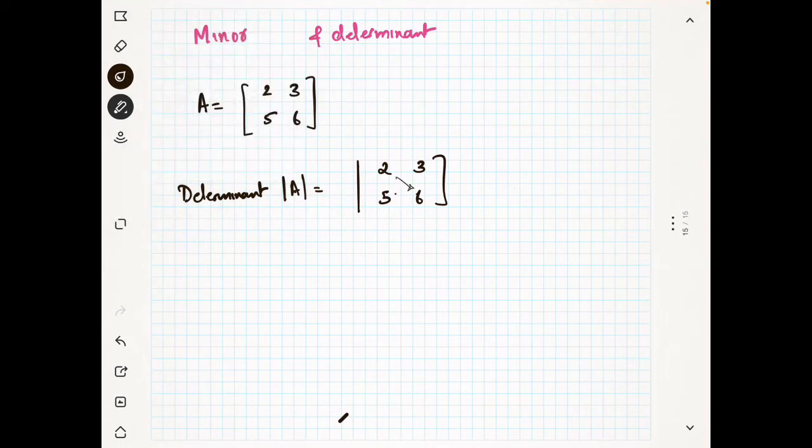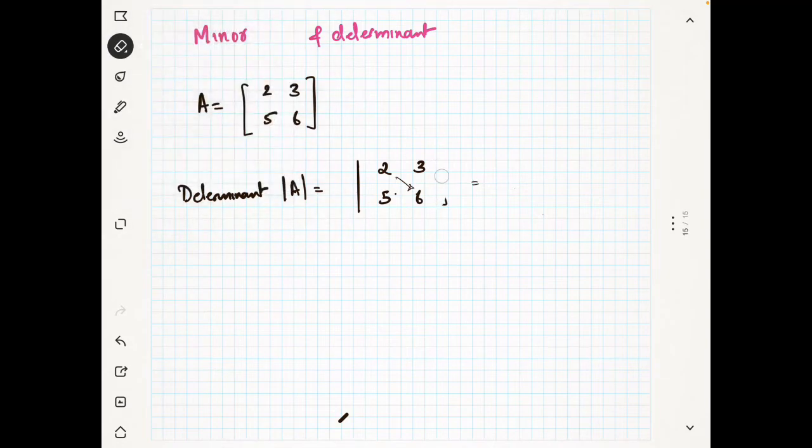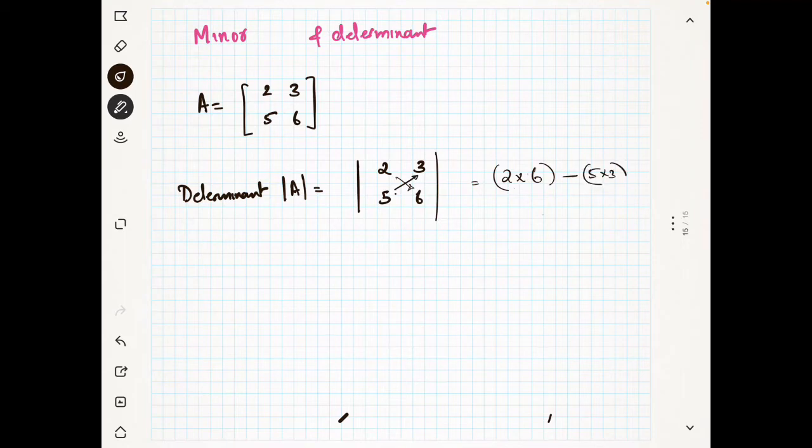So you can multiply this 2 into 6. Sorry, this is not represented like this. So it's 2 into 6 minus 5 into 3. This is how you can calculate the determinant of a 2 by 2 matrix. So this is a 2 by 2 matrix. Now how to calculate the minor of this 2 by 2 matrix?